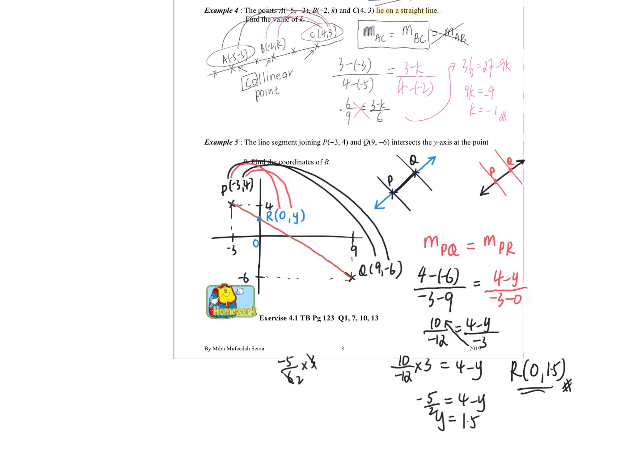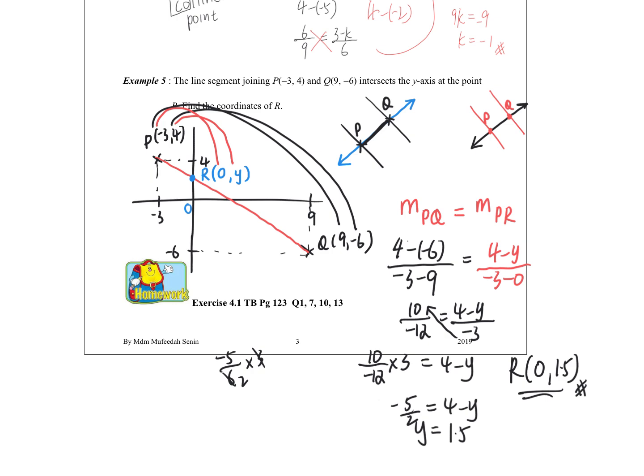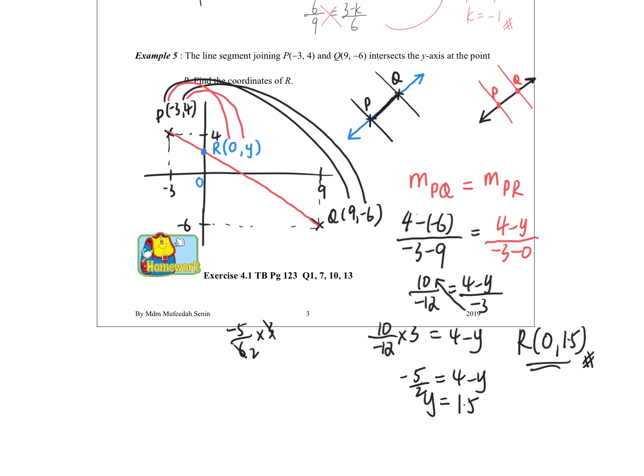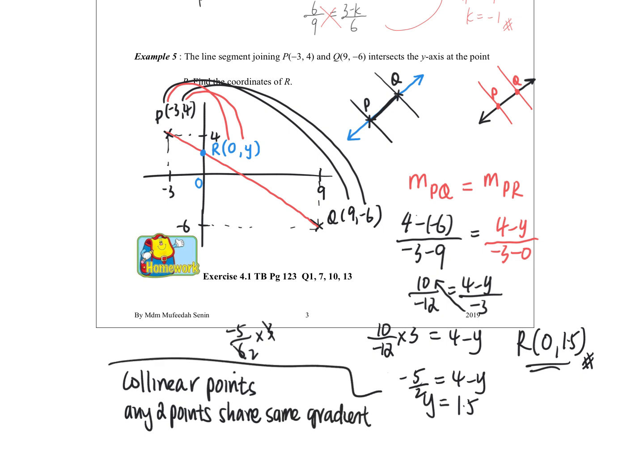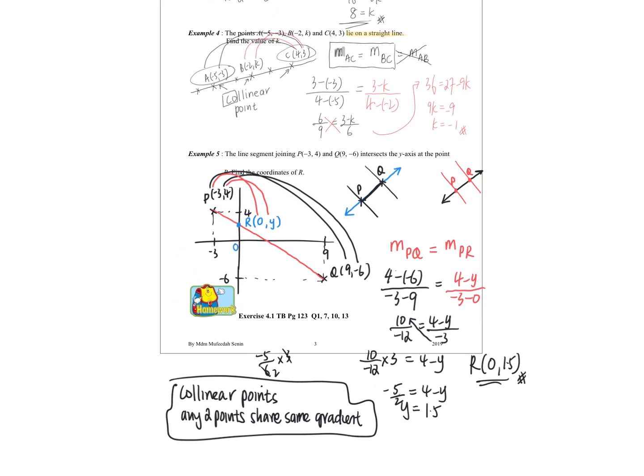If they tell you collinear points, they never say they lie on the straight line. You must know it means it lies on the straight line. They have the same gradient. So the only thing about collinear points is that any 2 points share the same gradient. Okay, so that is the only probably new thing here. Other than that, that's it for all good. Can, right? 4.1 is very direct.